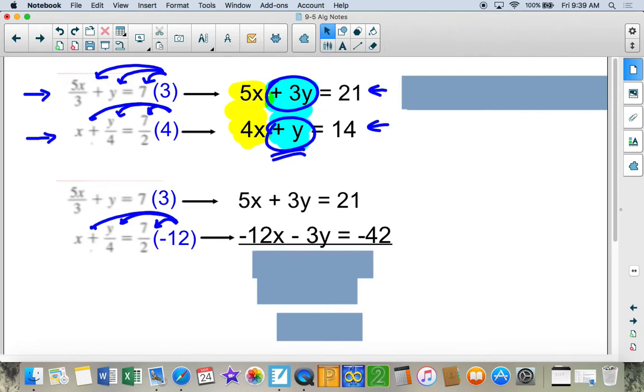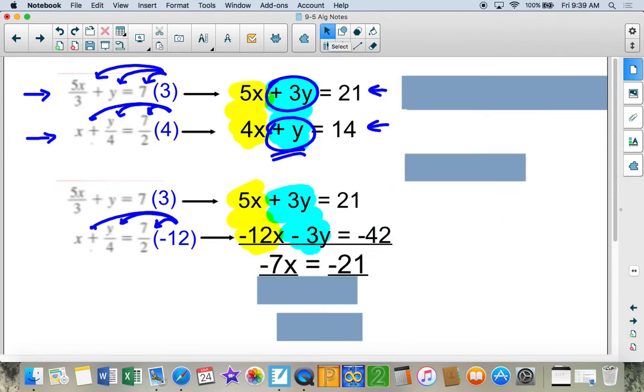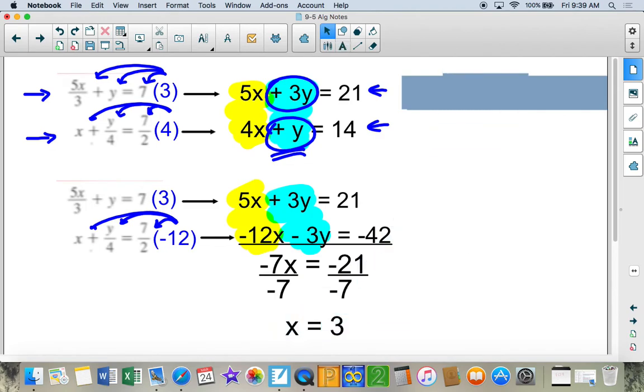Now it's good. Now we're able to use the addition method. My x's don't cancel, but this time my y's do. I have a positive 3y and a negative 3y. So that will leave me with negative 7x equals negative 21. Divide both sides by negative 7, and I'm left with x equals 3.